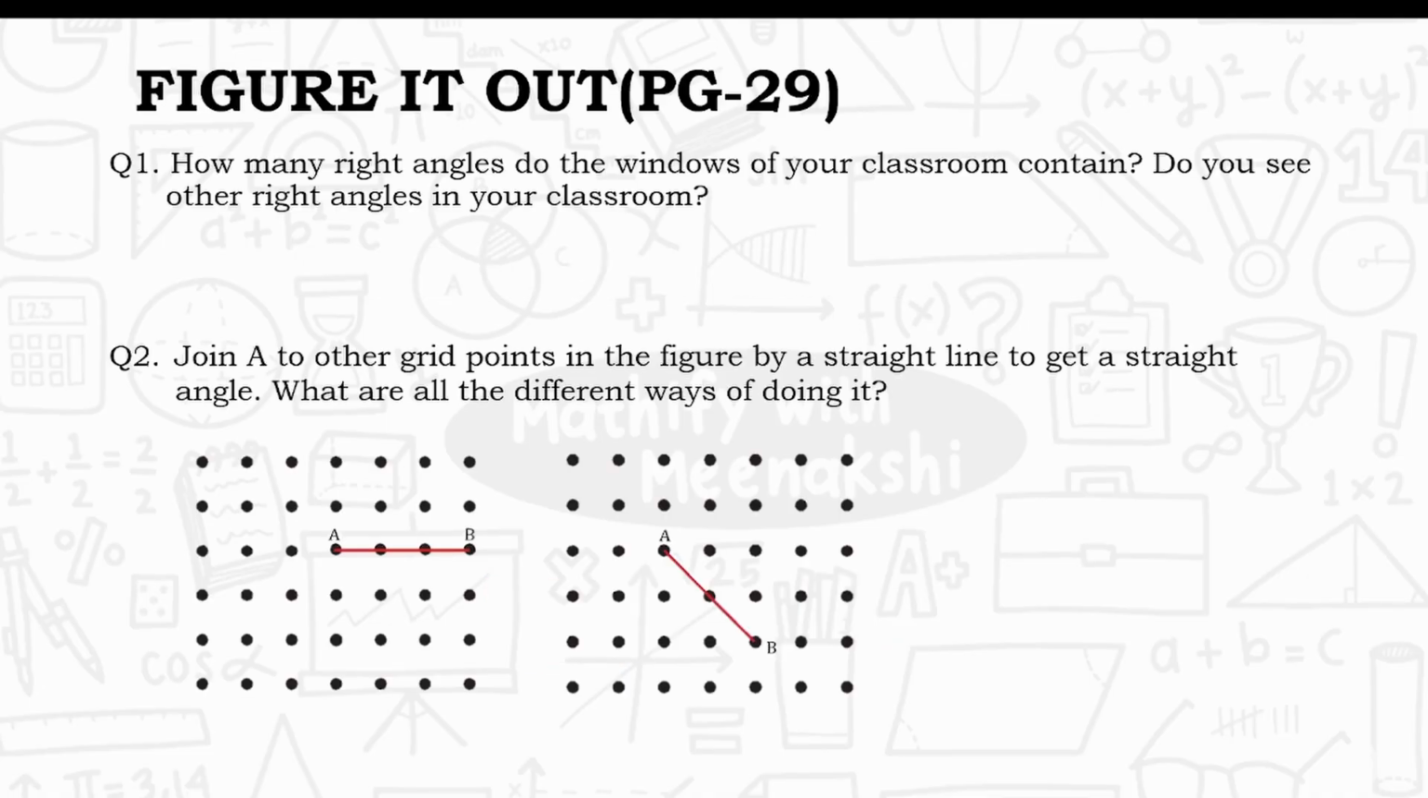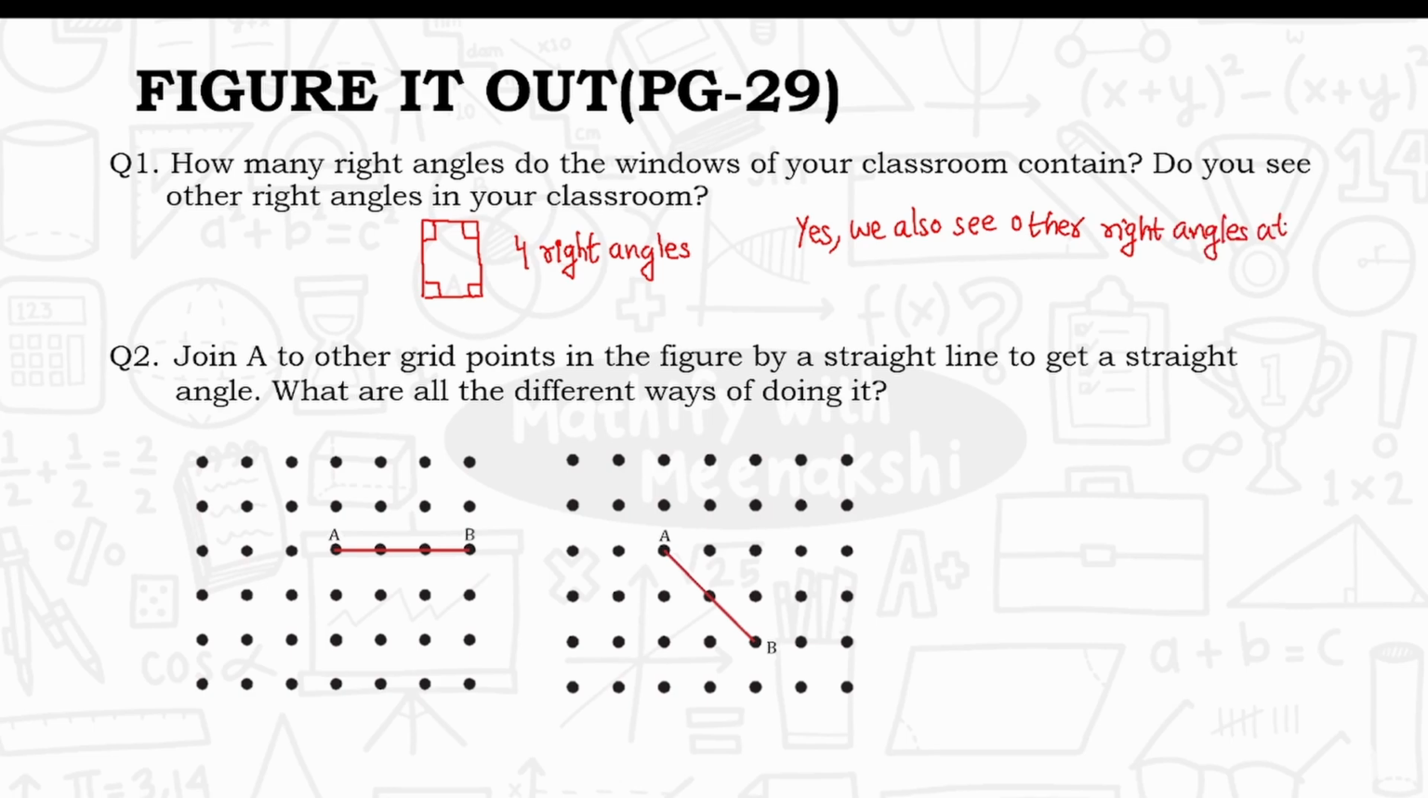Page number 29. Question number 1. How many right angles do the windows of your classroom contain? So let's draw the rough figure of window. So how many right angles do we have? As you know, at corners we have right angles. So we have 4 right angles for the window. Now they're asking, do you see other right angles in your classroom? Yes, we also see other right angles at the vertex of blackboard, tables, doors, etc.